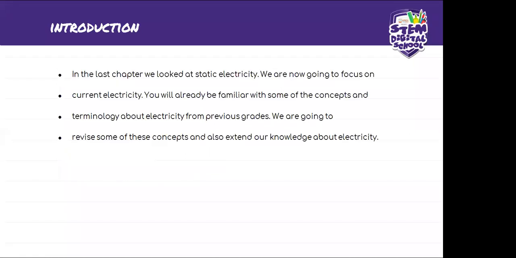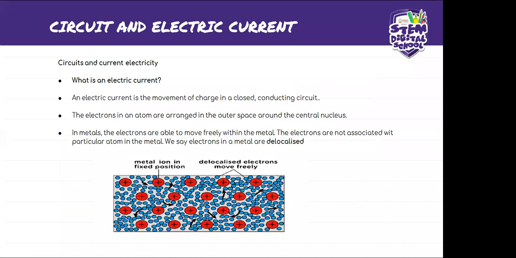Okay, now, so let's just look at, in the last chapter, we looked at static electricity. That was yesterday. We are now going to focus on current electricity. I'm sure you are already familiar with the concepts and terminologies about electricity from previous lessons. So we are just going to revise some of these concepts, and we can also extend our knowledge about electricity further. Okay. Now, so let's get going. So we are going to look at circuits and electric current.